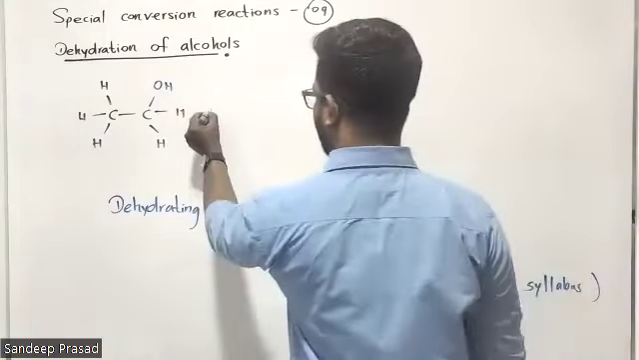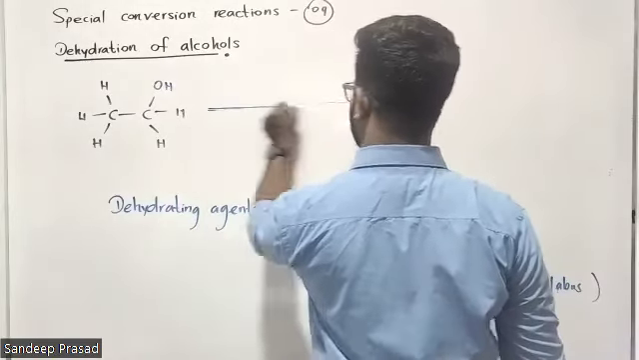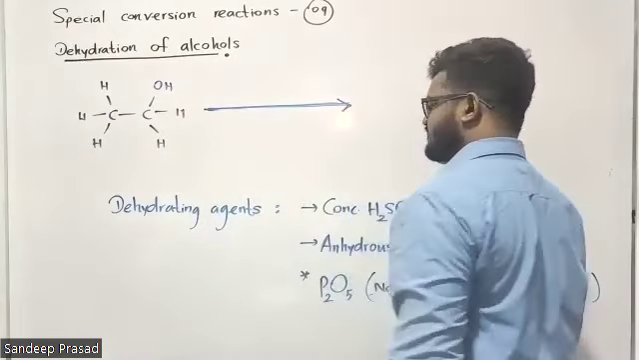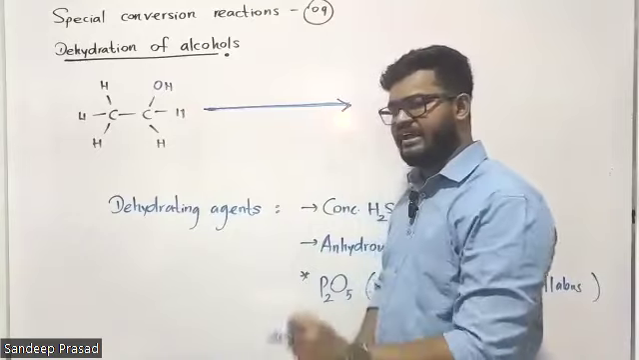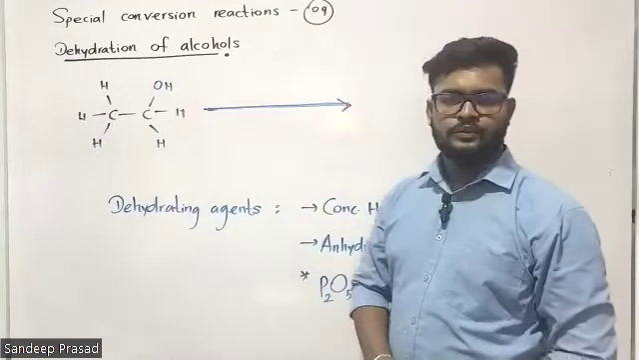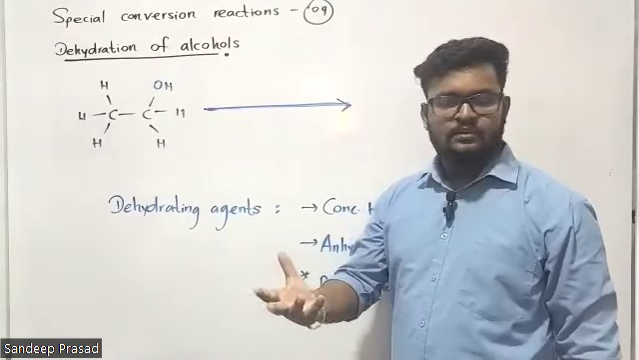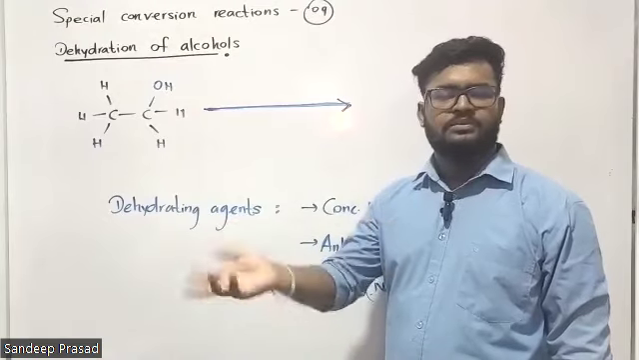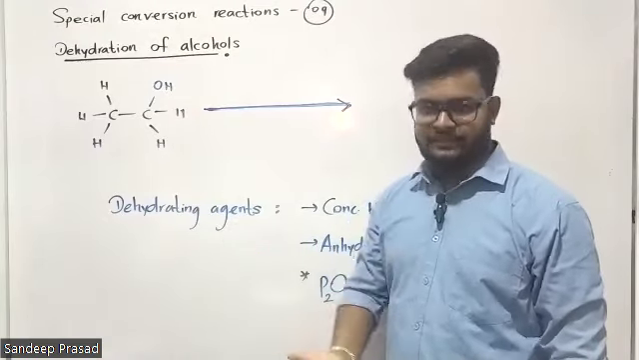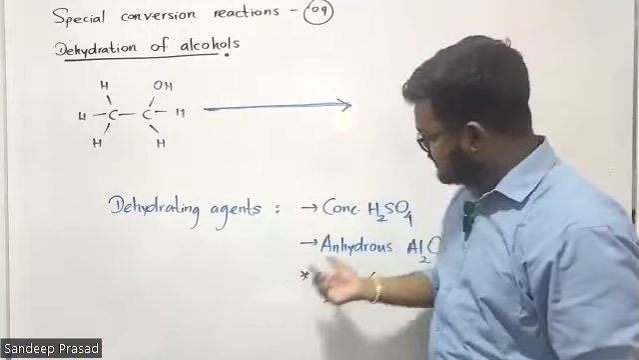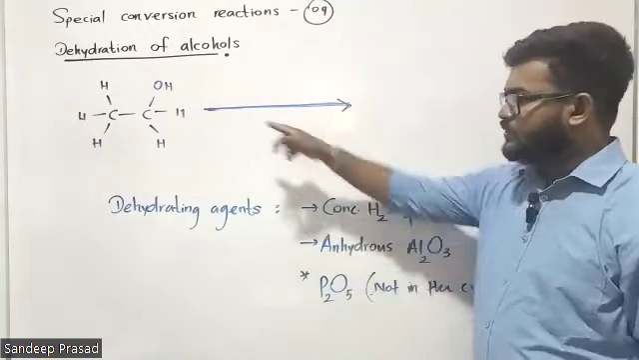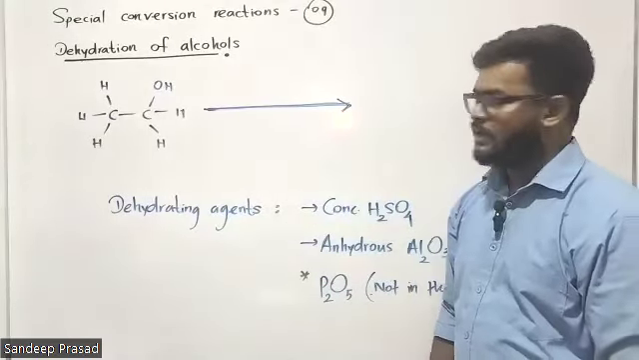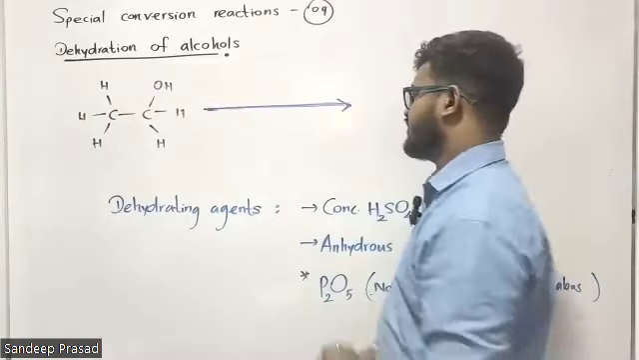So what will happen? Dehydrating agent. What does dehydrating agent mean? What is the purpose of adding a dehydrating agent? Remember, dehydrating means a water molecule is released from the compound. We are removing water from the compound. That is known as dehydrating. A dehydrating agent is the compound that we add to the relevant organic compound to remove a water molecule from it. And we have discussed this in theories.